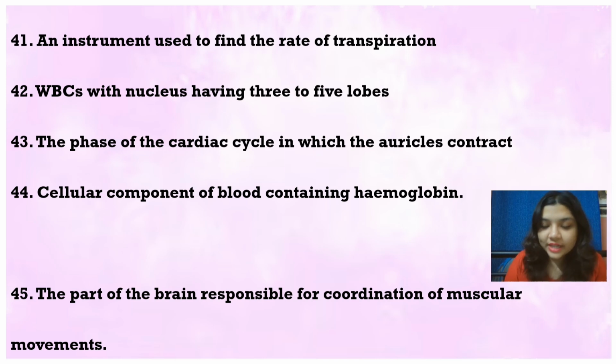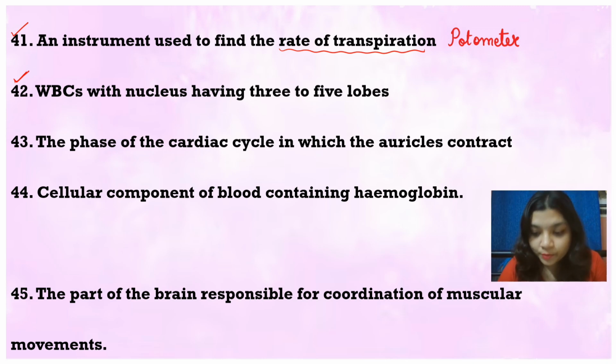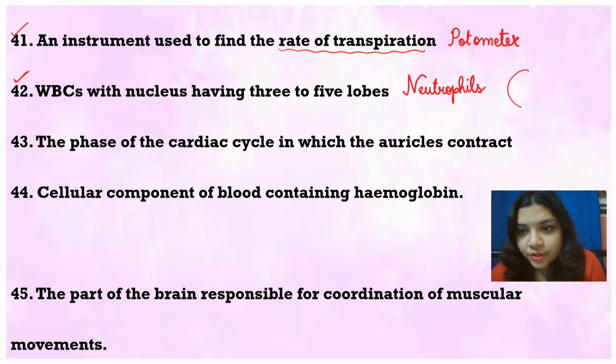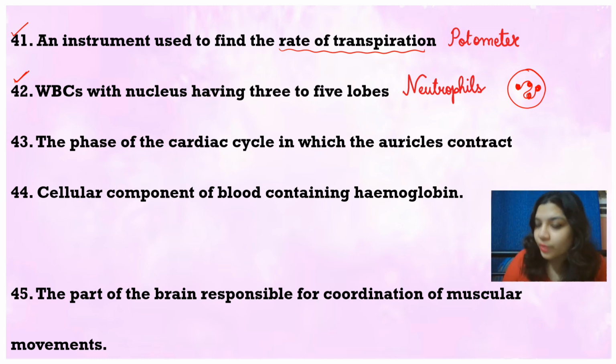Okay, so let us start checking the answers. An instrument used to find the rate of transpiration. It is the potometer. Then, WBCs with nucleus having 3 to 5 lobes. So these are the neutrophils. So how do the neutrophils look like? So they have nucleus with around 3 to 5 lobes like this. So they have multi-lobed nucleus.